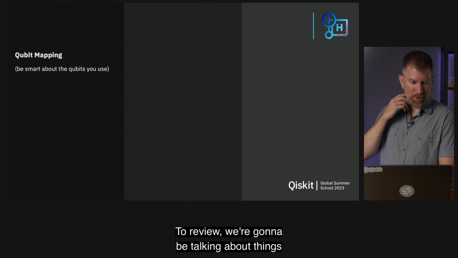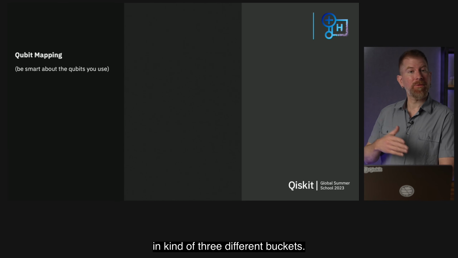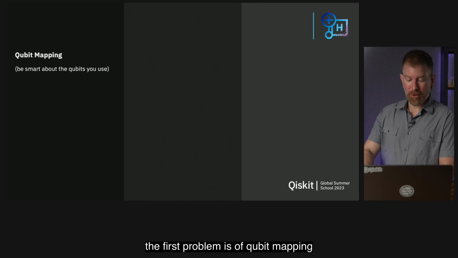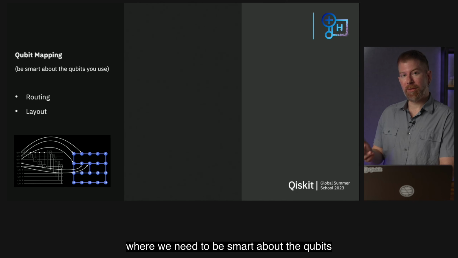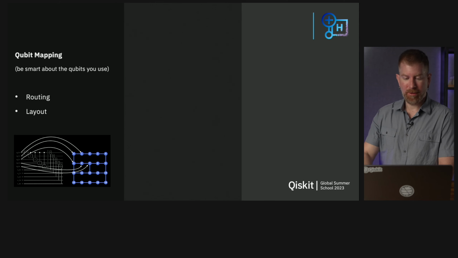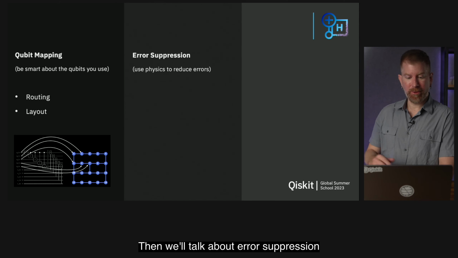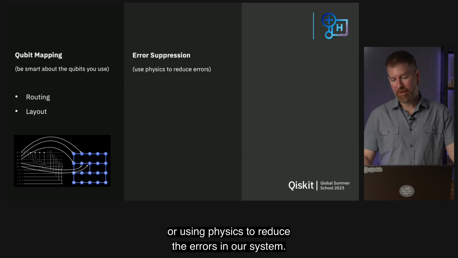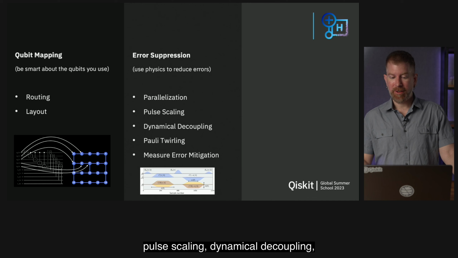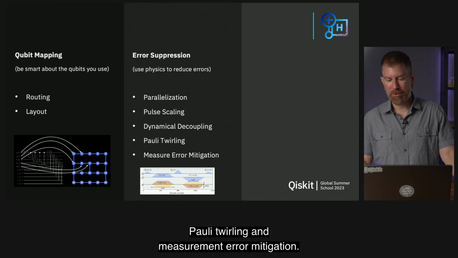To review, we're going to be talking about things in kind of three different buckets, the way I like to think about it. The first problem is of qubit mapping, where we need to be smart about the qubits that we use for our algorithm. That consists of routing and layout. Then we'll talk about error suppression, or using physics to reduce the errors in our system. Techniques we'll talk about there are parallelization, pulse scaling, dynamical decoupling, Pauli twirling, and measurement error mitigation.